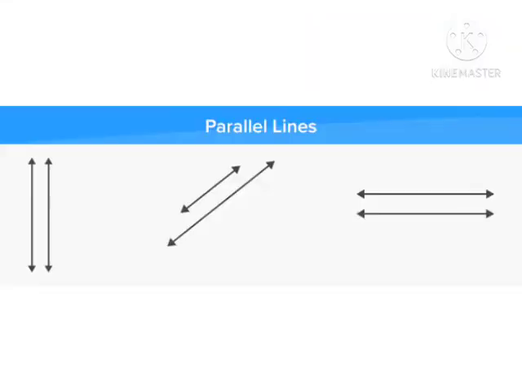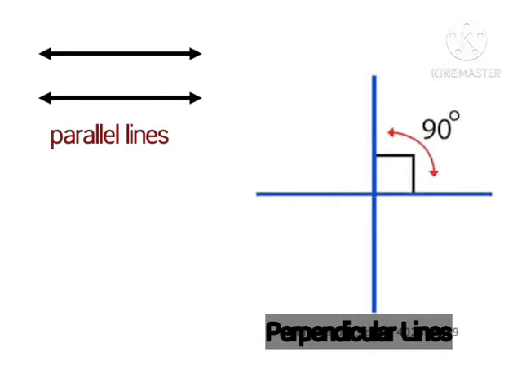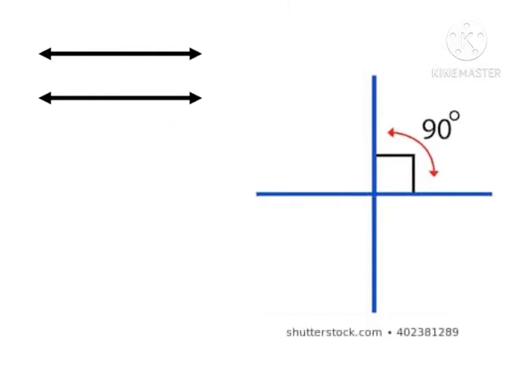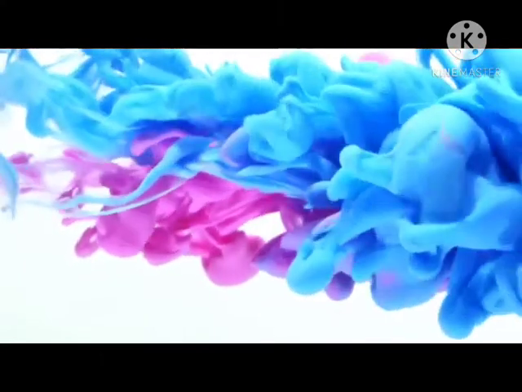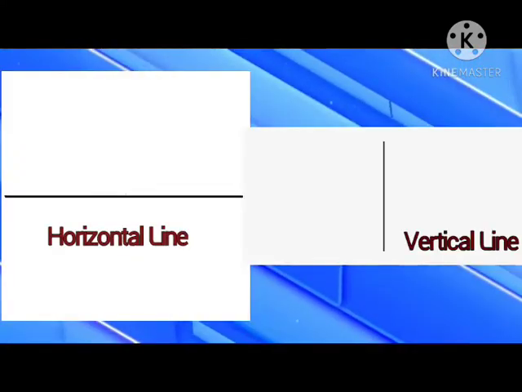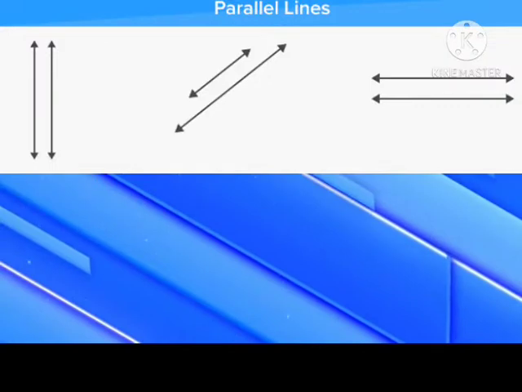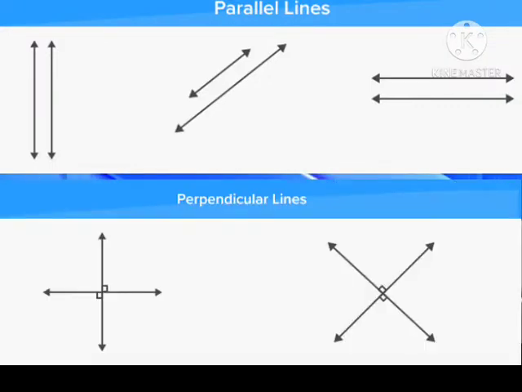Next is the parallel lines. Parallel lines are two straight lines in a plane that do not intersect at any point. When lines intersect each other at right angles or 90 degrees, it is called perpendicular line. Let's recap: horizontal line, vertical line, parallel lines, and perpendicular lines.